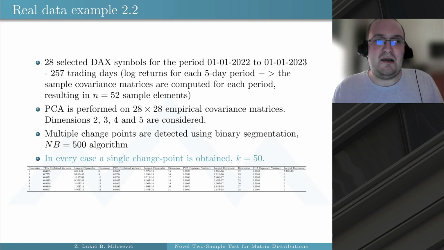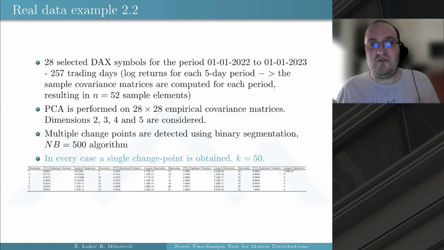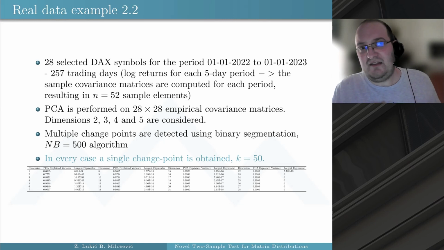We have computed log returns for each 5-day period, so this is daily data. And we have computed sample covariance matrices for each period. And then we have 52 sample elements corresponding to 52 weeks of the year.